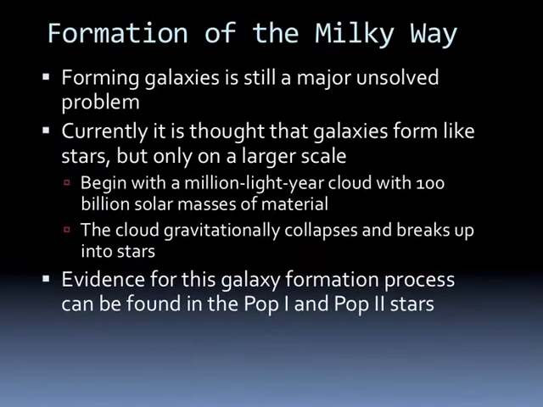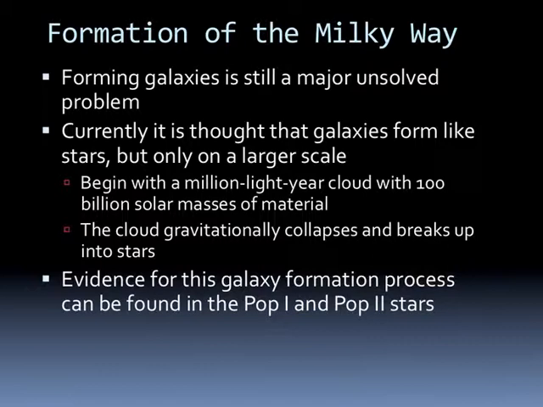How did the galaxy form? Well, forming galaxies is still a major unsolved problem. Currently, it's thought that galaxies formed a lot like stars formed, but just on a larger scale. So we begin with a 1,000,000 light-year cloud with 100 billion solar masses of material, and the cloud gravitationally collapses and breaks up into stars.